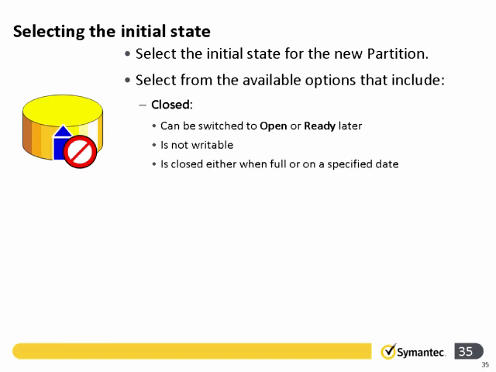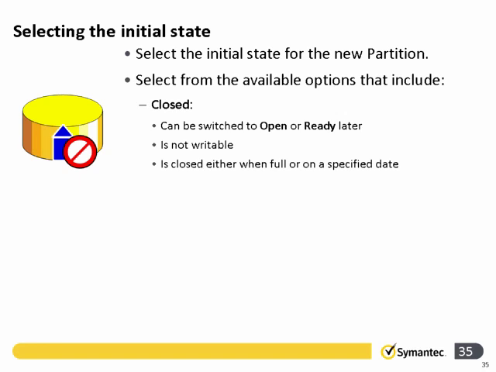This is where we're going to go through and look at and define the different states that you can find a partition in. The first state that we're going to discuss is going to be closed. The closed partition can be opened or it can be switched to a ready state. When a particular partition is closed, it is not writable.